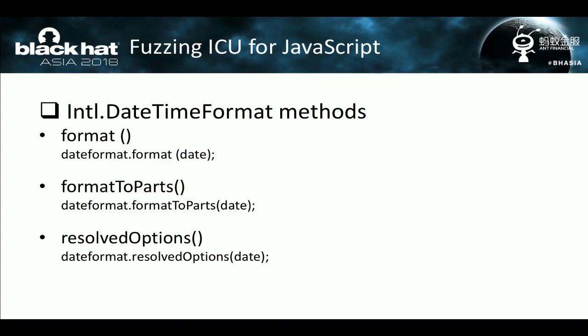The Intl.DateTimeFormat object has 3 methods. First is format. The second is formatToParts. The third is resolvedOptions. We mainly focus on the first 2 functions.